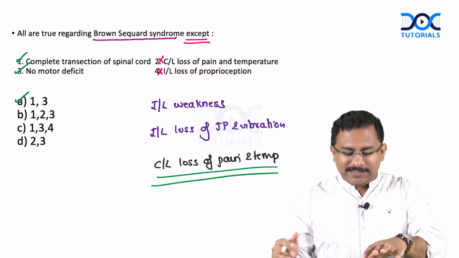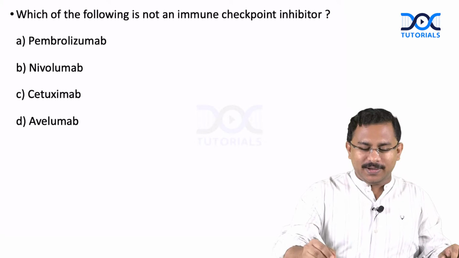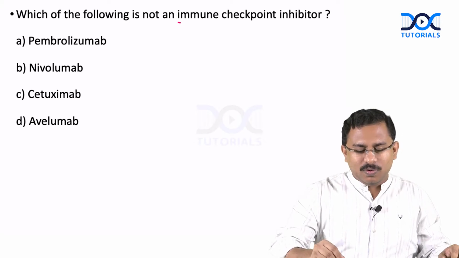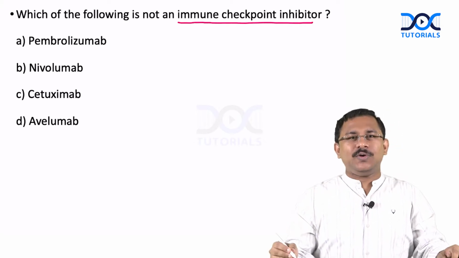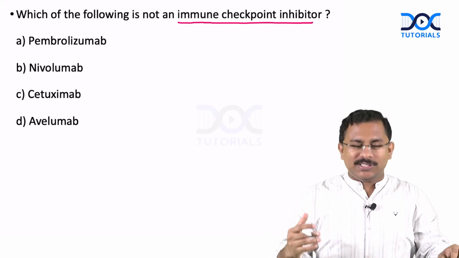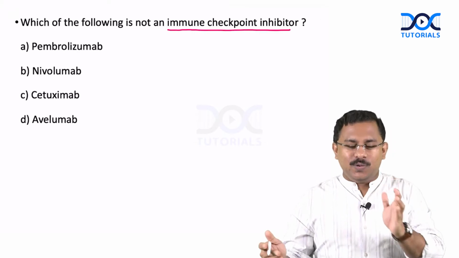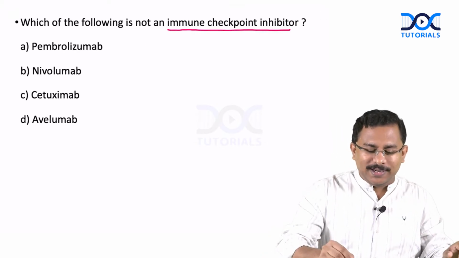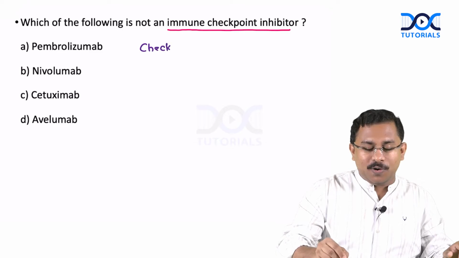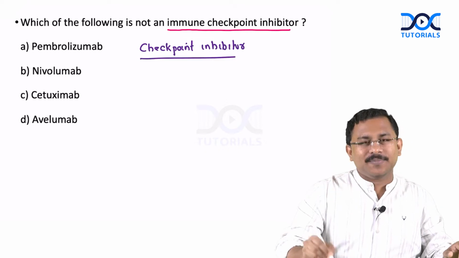Moving to the next question. Which of the following is not an immune checkpoint inhibitor? Very, very important. It was an expected question also, immune checkpoint inhibitors. Pembrolizumab, nivolumab, cetuximab, avelumab. Well, here you have got to understand a few concepts. One is what is meant by checkpoint inhibitors. That is what you have got to understand.